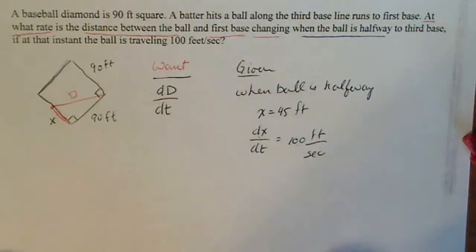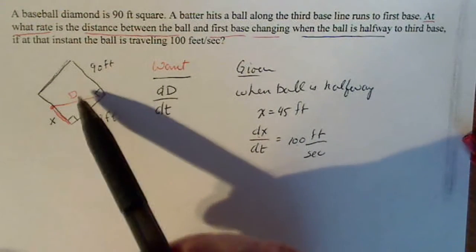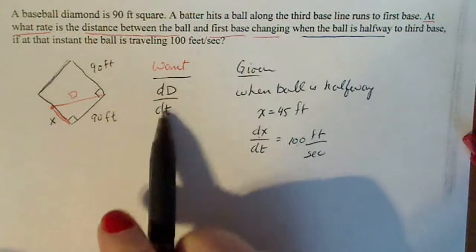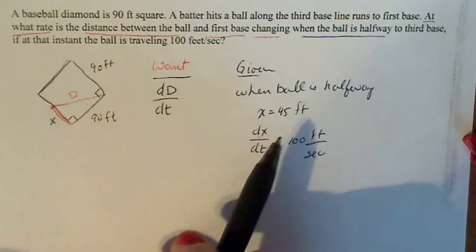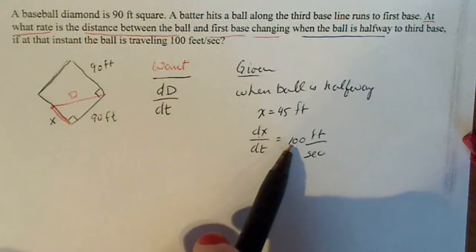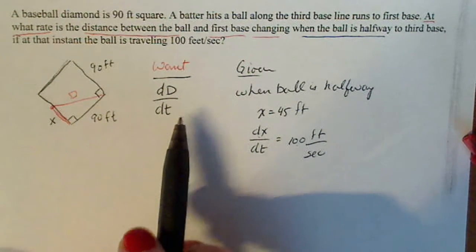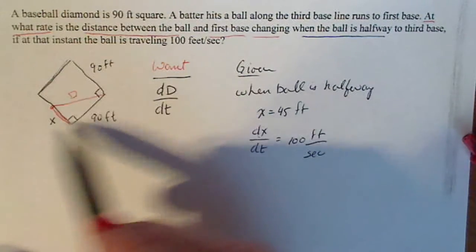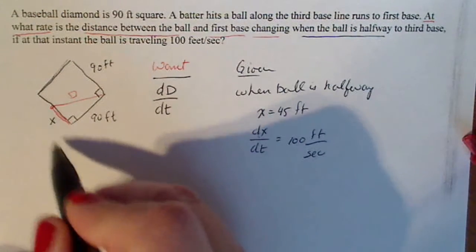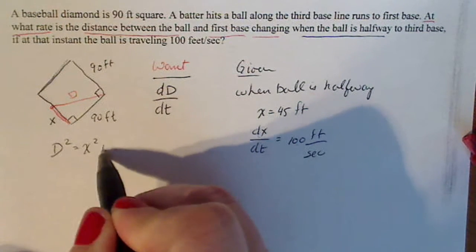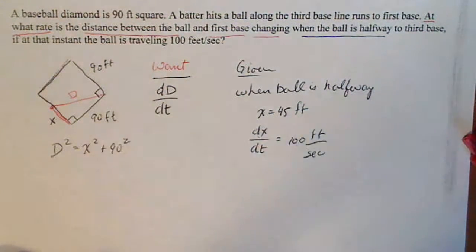When doing the next step of the problem, you do have to relate those two things together because that's all the information I have. I have dx/dt, that's given, and I have dd/dt, which is what I want. When I look at the picture, I see that they're arranged in a right triangle. So I can say that d squared is equal to x squared plus 90 squared. That's terrific. From here, I should be able to work through the problem.